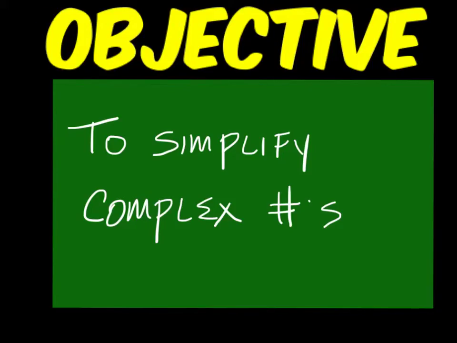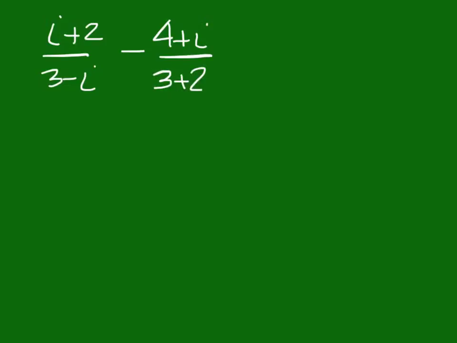To simplify complex numbers, here's example number 1. Your test is tomorrow. On this problem, we have (i + 2) over (3 - i) minus (4 + i) over (3 + 2i). We want to subtract those fractions. Remember, we have two different ways we can do it.